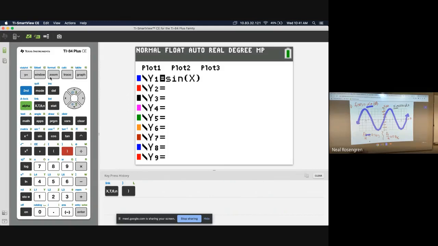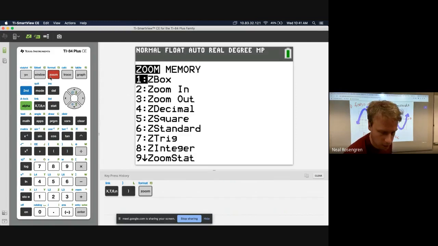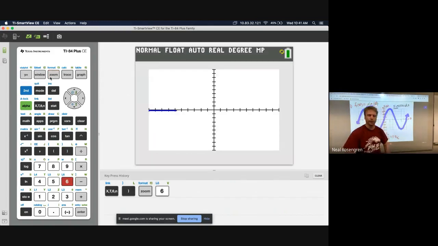Now, for most of the graphs that we've done in the past, there was a nice starting view to begin with, and that was zoom standard. So that's what I'm going to do. I'm going to go zoom standard, and let's see what we get. That does not look like that. Why? What do we need to fix?